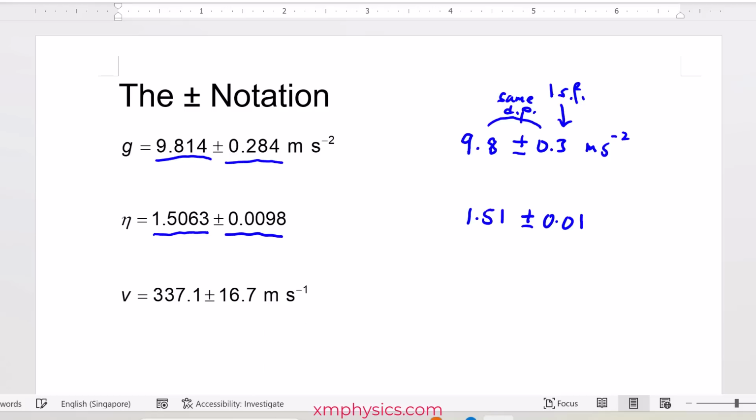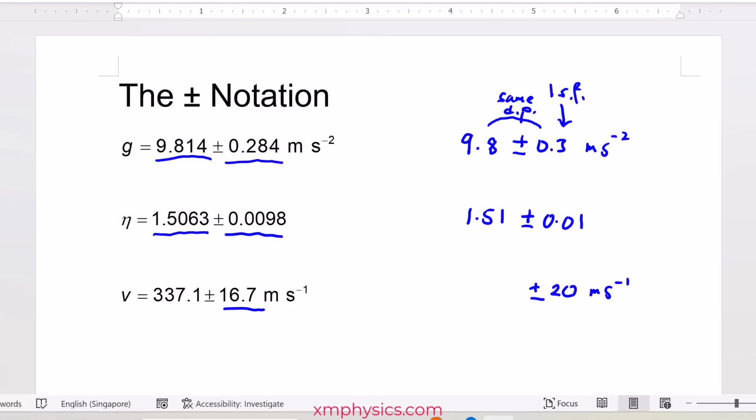One more example. So this could be the speed of sound, maybe. Let's fix the uncertainty first. 1 SF, yeah? 1 SF. So you must round this off to the nearest tens. So you are going to write down 20 as the uncertainty.